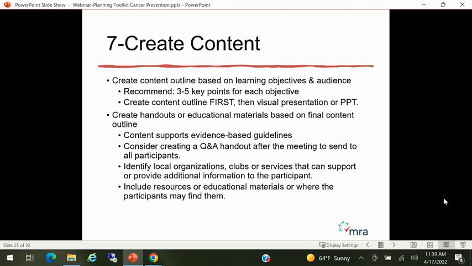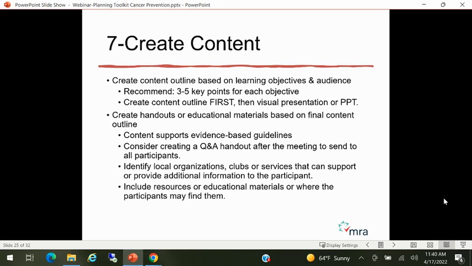Consider creating a Q&A handout after the meeting that you can send to all participants. This can be branded. It can be a great marketing piece. It also invites one-on-one dialogue or questions that your audience can give to you after the meeting and opens the door for them to become a patient at your facility.